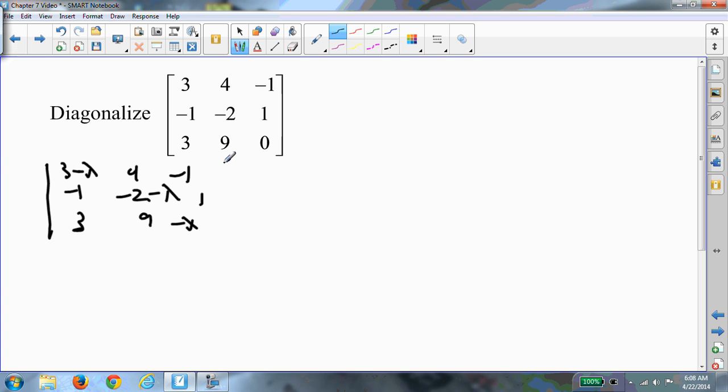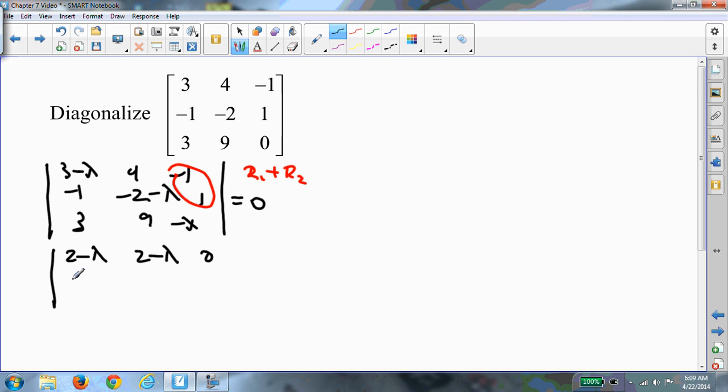Now, for this one, I'm actually going to do some row operations to help simplify it. So for example, let's cancel out these ones here. So I'm going to do row 1 plus row 2. And if I do that, I'm going to end up with 2 minus lambda, 2 minus lambda, 0; negative 1, negative 2 minus lambda, 1; 3, 9, negative lambda.